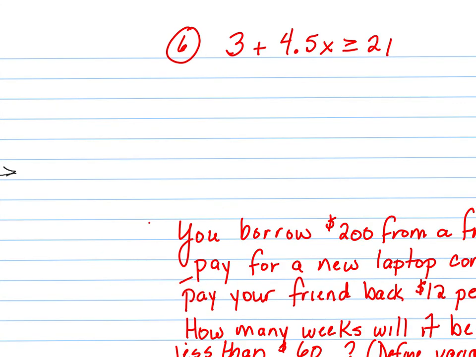And then subtract negative 3 on both sides. Subtract negative 3 or just subtract 3? Yeah, subtract 3. And that leaves me with 4.5x greater than or equal to 18. Okay, then what do I do?